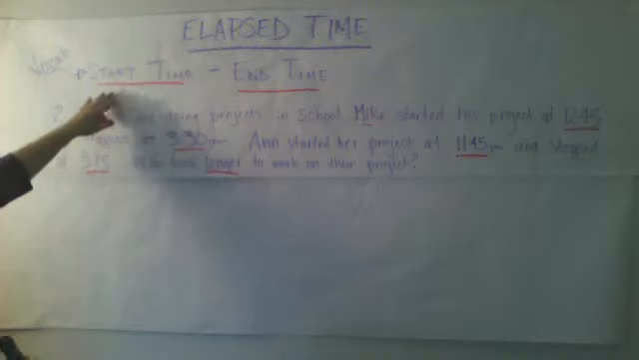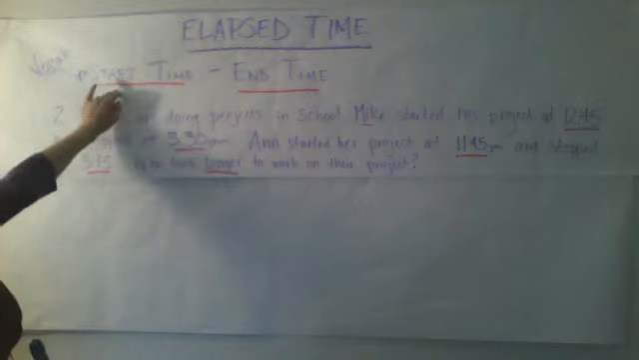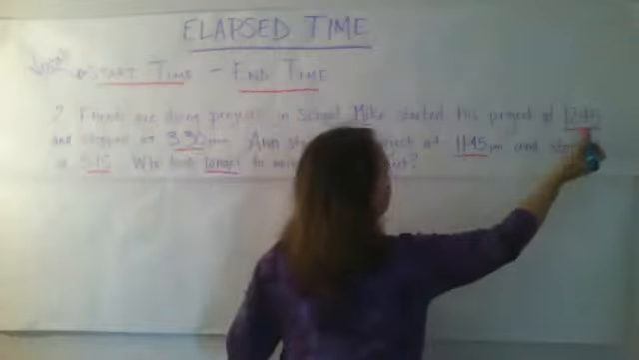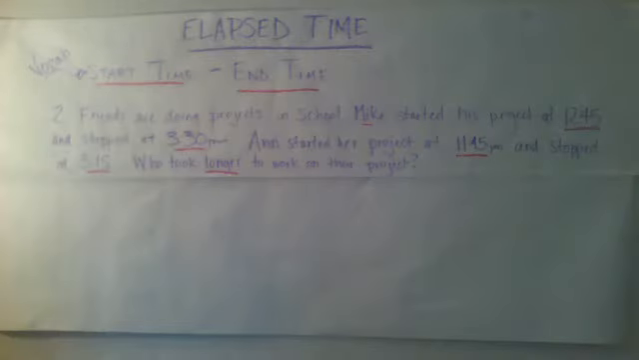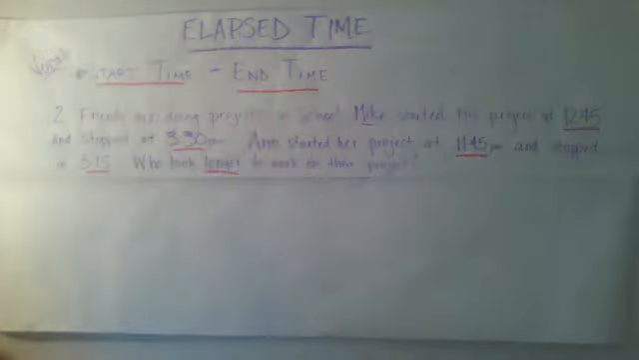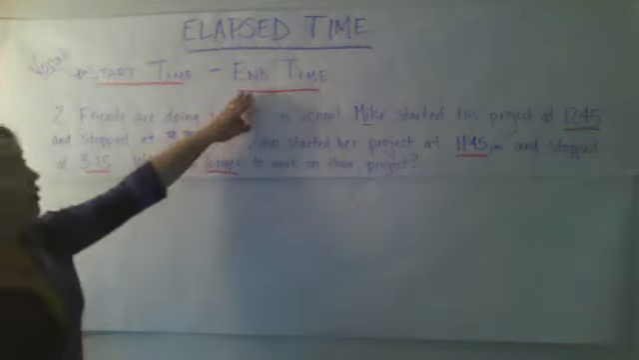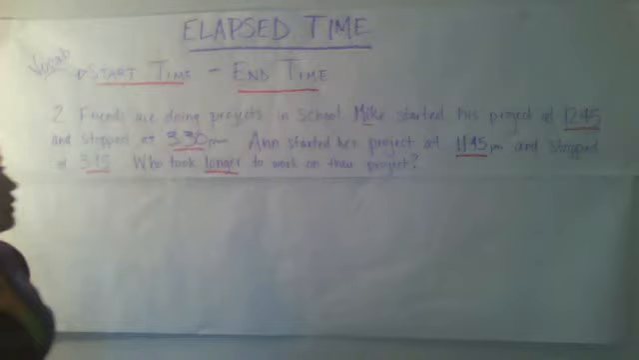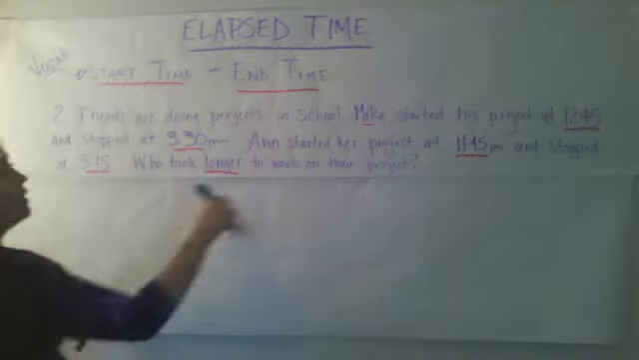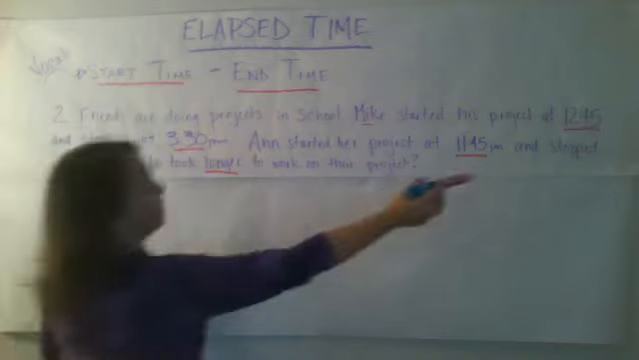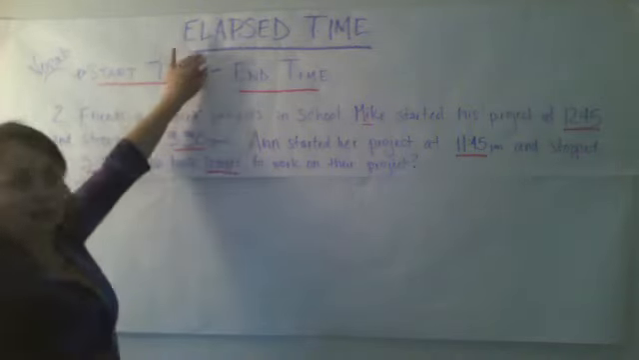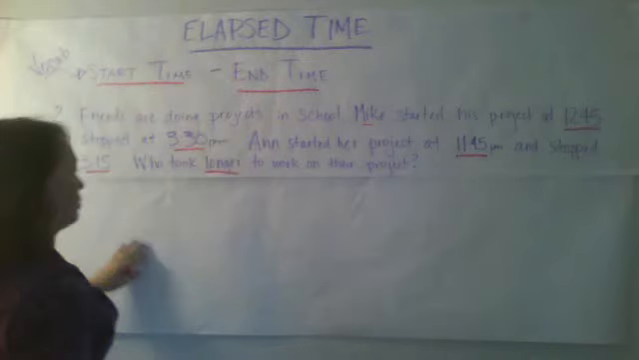Okay, so what we need to find first is our start times. Mike started his project at 12:45 and Anne started her project at 11:45. Then let's see if we can find our end time. Mike stopped at 3:30 and Anne stopped at 3:15. What we're looking for is the elapsed time for both students.